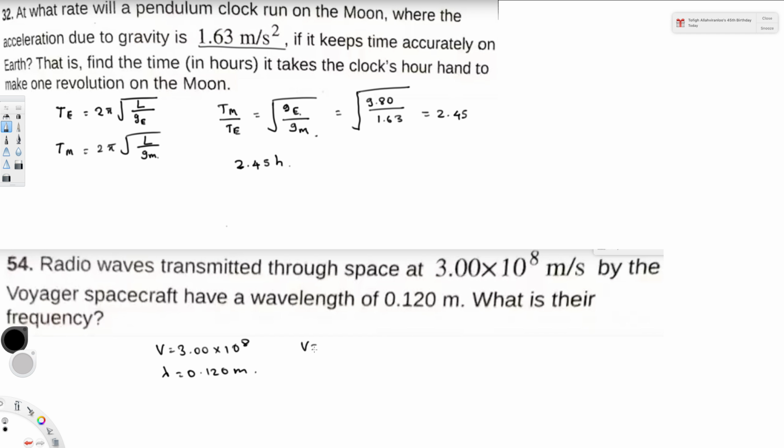So we have the equation v equals f lambda, and from this one we can find the frequency. So frequency is going to be v over lambda, and this is going to be 3.00 times 10 to the power of 8 divided by 0.120, and if I divide, this gives us 2.50 times 10 to the power of 9 hertz, and that's the final answer.